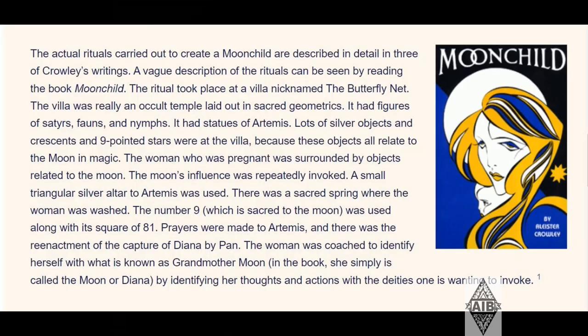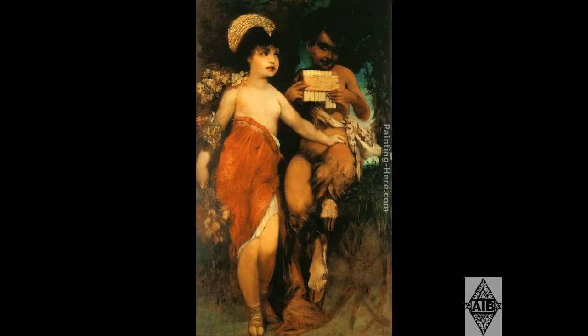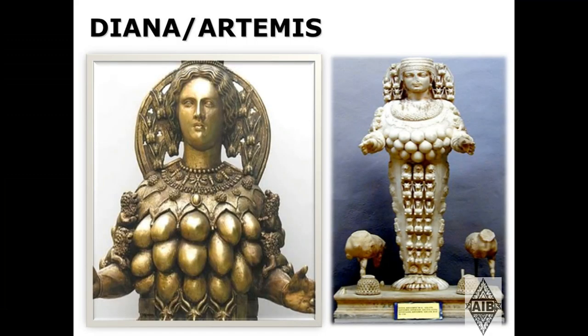The actual rituals carried out to create a moonchild are described in detail in 3 of Crowley's writings. The ritual took place at a villa nicknamed the Butterfly Net. The villa was really an occult temple laid out in sacred geometrics. It had figures of satyrs, fauns, and nymphs. It had statues of Artemis, aka Diana.